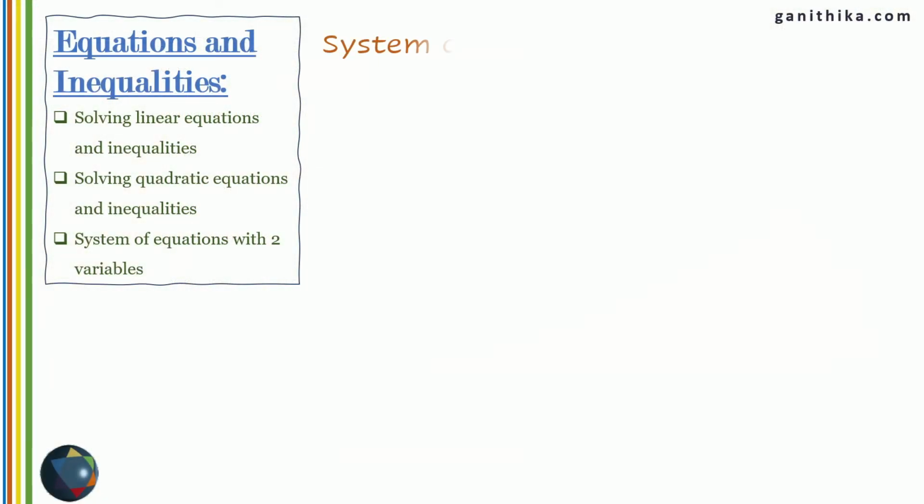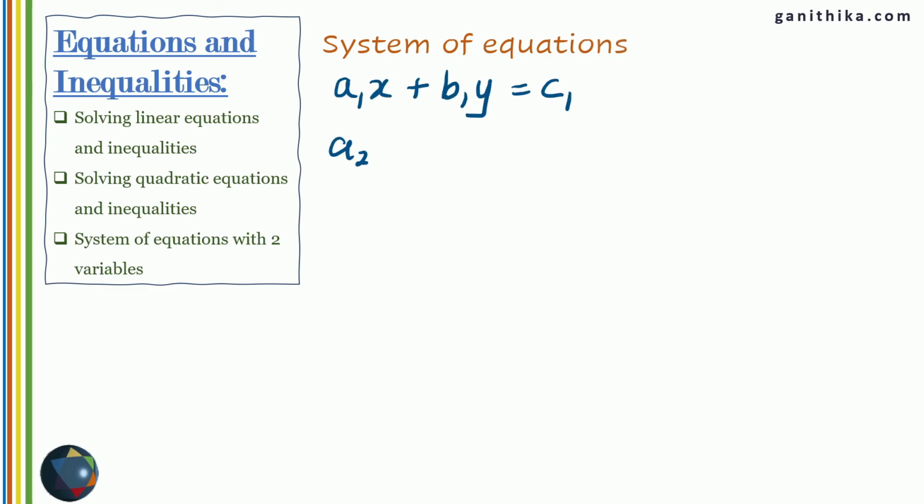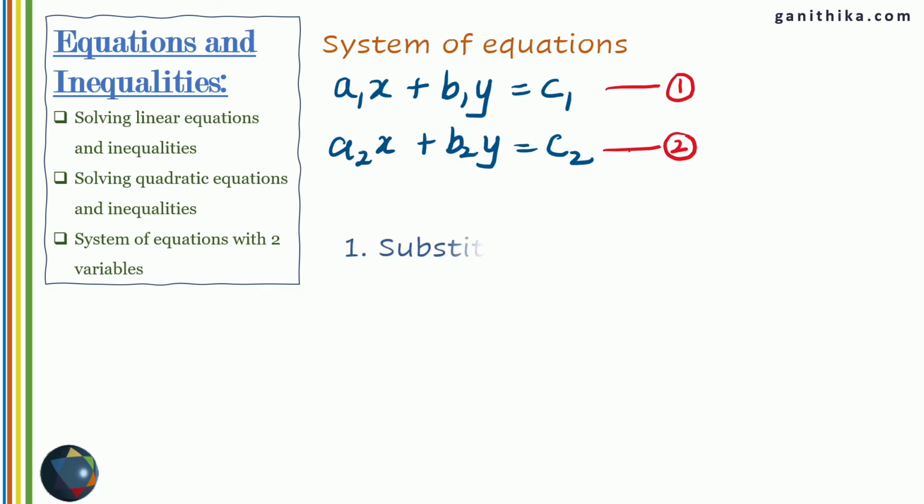Next, we are going to deal with the system of equations with 2 variables, which is also called simultaneous equations. In this case, you have 2 equations with x and y, and you need to solve them both. In order to solve these equations, there are 3 methods: substitution method, elimination method, and graphical method. For substitution method and elimination method, you can check Ganitika.com. But for graphical method, I'll show you how to do this just now.